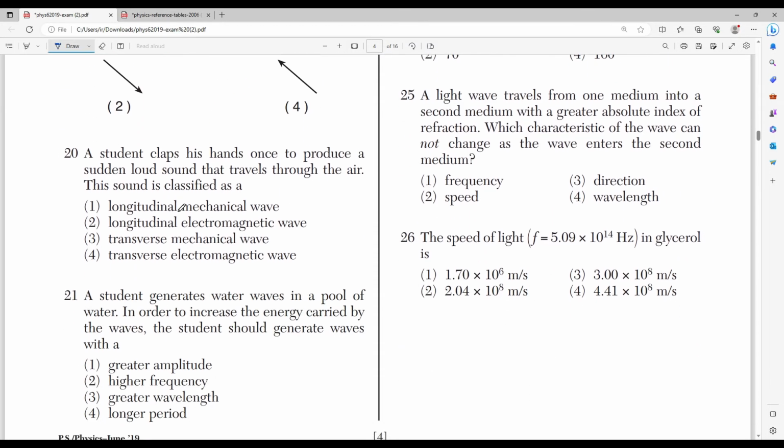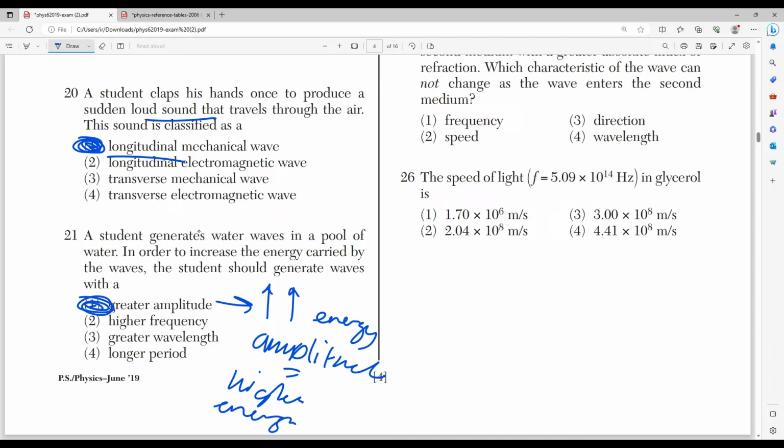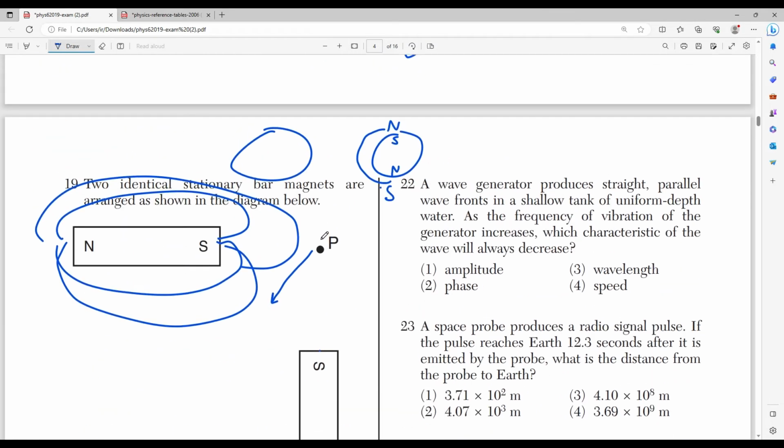Moving on to number 20, it says a student claps his hands once to produce a sudden loud sound that travels through the air. This sound is classified as longitudinal and mechanical. Remember that sound is longitudinal, and sound is also mechanical because you need a medium to move in order to produce it. Number 21 says a student generates waves in a pool of water. In order to increase the energy carried by the waves, the student should generate waves with a, number 1, greater amplitude. Remember, the higher the amplitude, the higher the energy. Right, that's all.